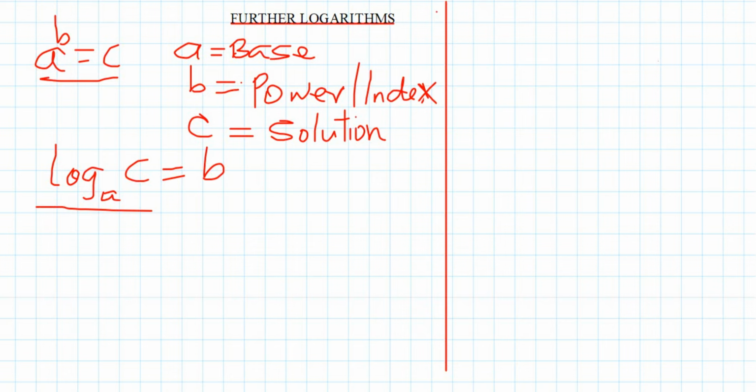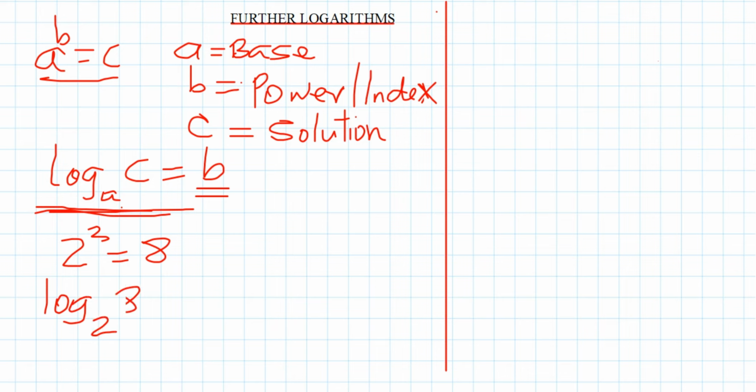So from the index form, we can change into logarithmic form. When we change into logarithmic form, we shall say that here we have the log to the base a of c being equivalent to b. Maybe on a practical scenario, if we have, for example, 2 to power 3, which we know is equivalent to 8, in logarithmic form, this shall be the log to the base 2 of our solution 8 being equal to 3.